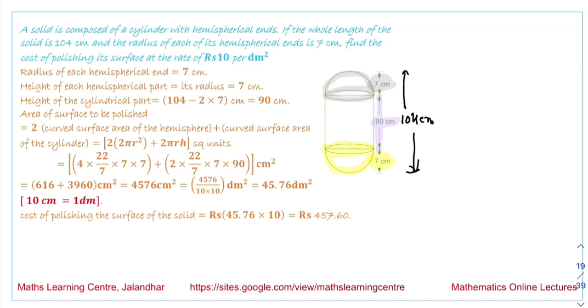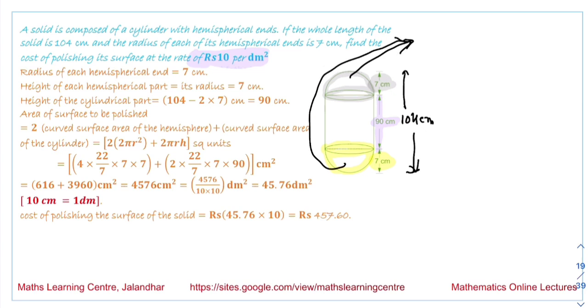centimeters. Now we have to find the cost of polishing the surface at the rate of rupees 10 per decimeter square. It means we have to find the outer surface area of this solid. So for the outer surface area, we are talking about the lateral surface area of this hemisphere.